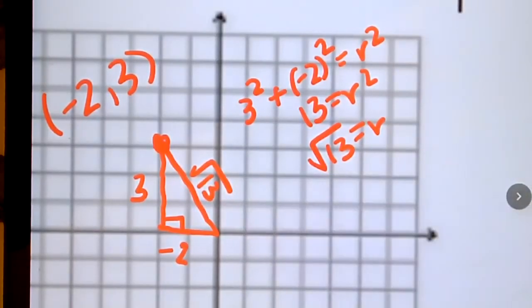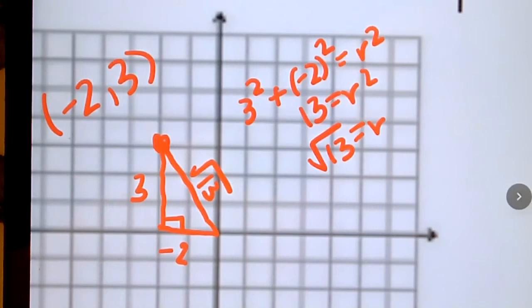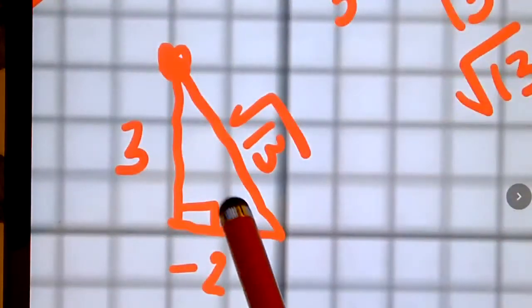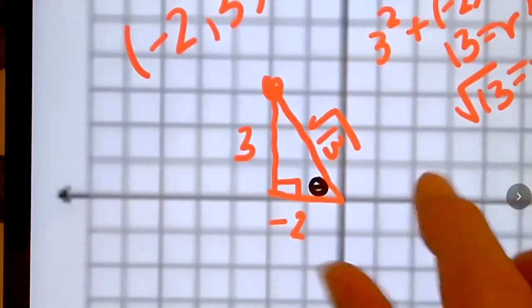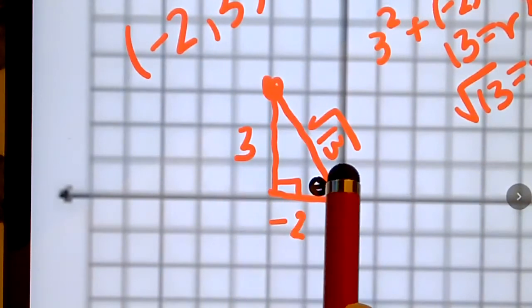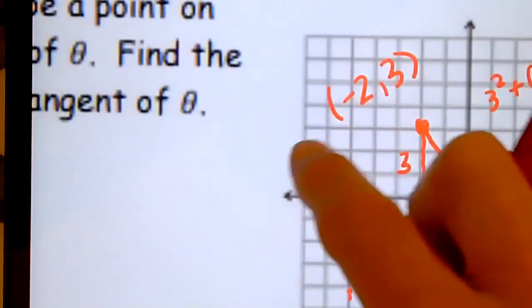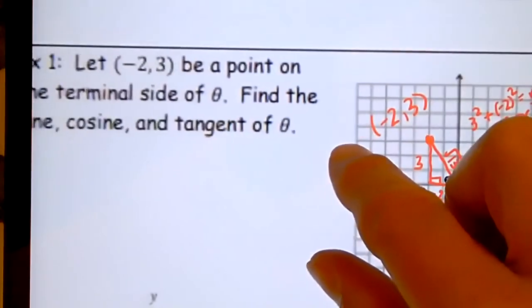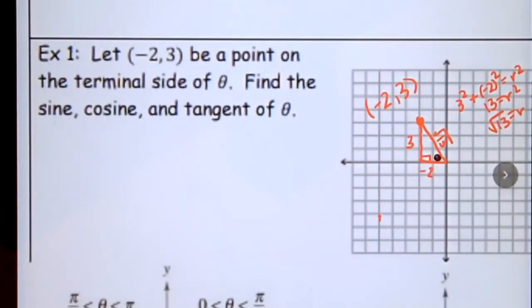So now when I'm trying to figure out my sine, cosine, tangent, and so forth of my angle theta, let me just write theta in here. Okay, so this would be my angle theta. I am going to think opposite. This is opposite, this is adjacent, this is hypotenuse. So now let's see which ones they wanted us to find. So they want us to find sine of theta.